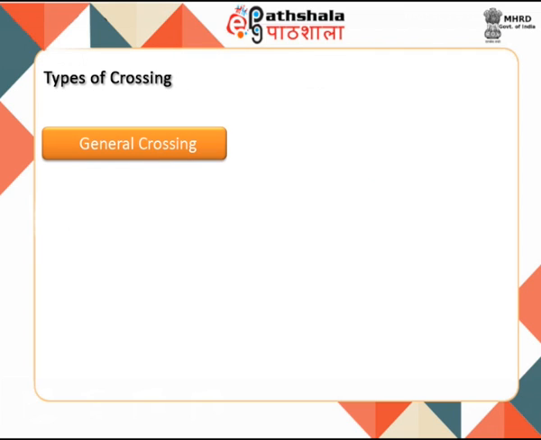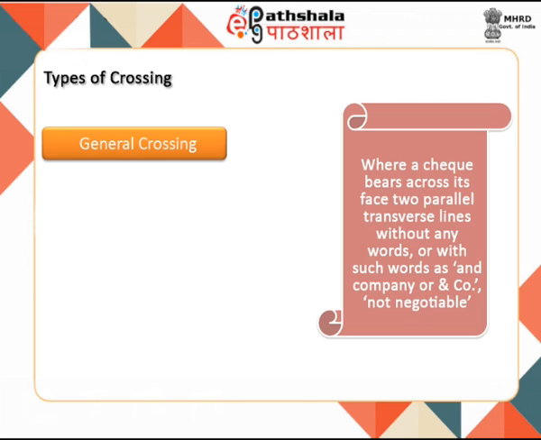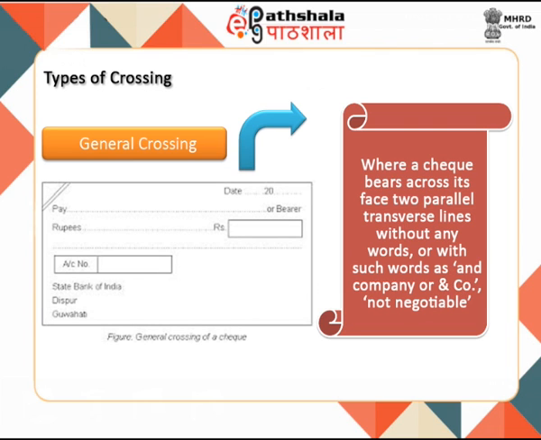The first is general crossing, where a cheque bears across its face, generally on the top left corner, two parallel transverse lines without any words, or with such words as "and company" or "& Co.", or "not negotiable", written in between the parallel lines. It is called general crossing.